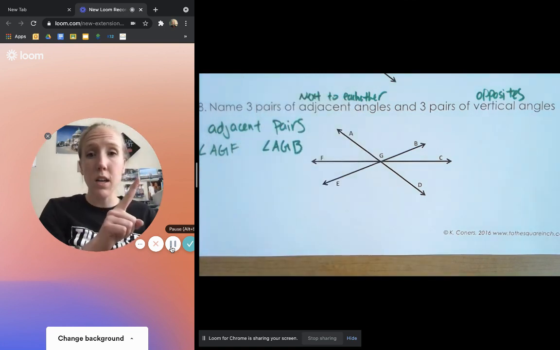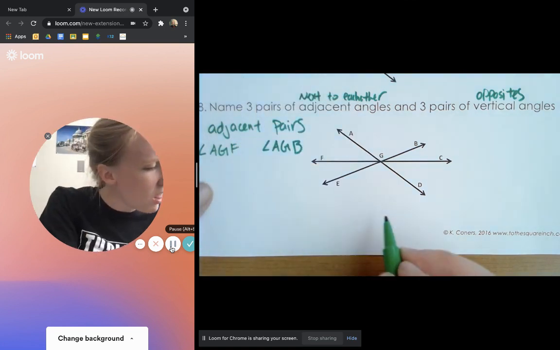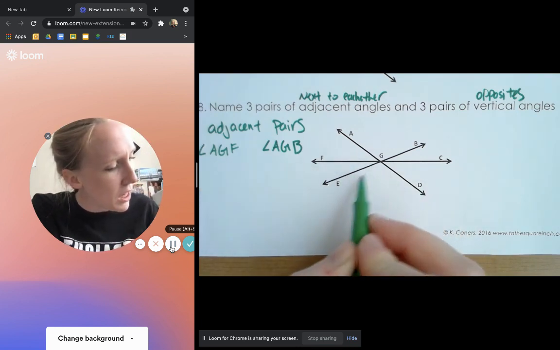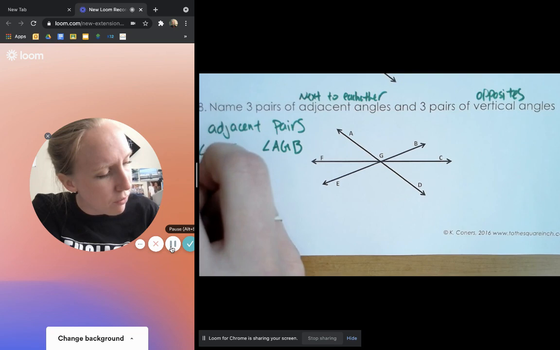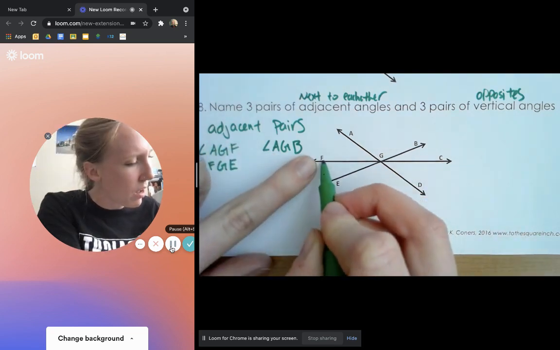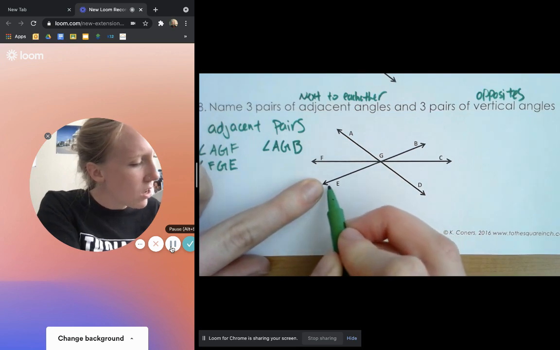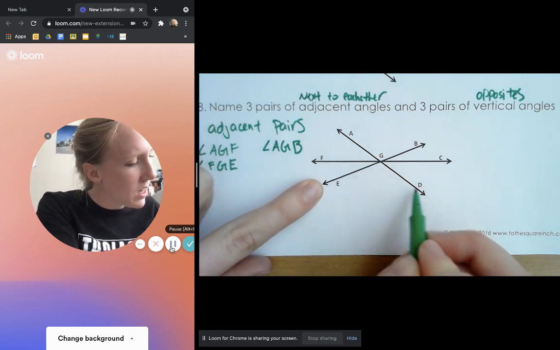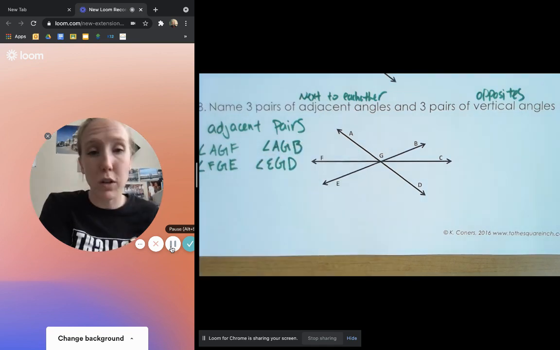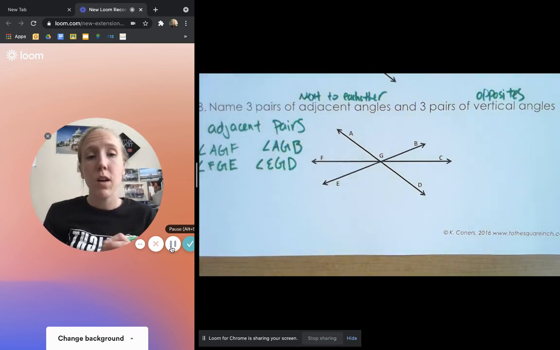Okay, that's one pair of adjacent angles. Another pair of adjacent angles are, let's do FGE, angle FGE. So that's right here, angle FGE, and angle EGD. Those are adjacent as well.